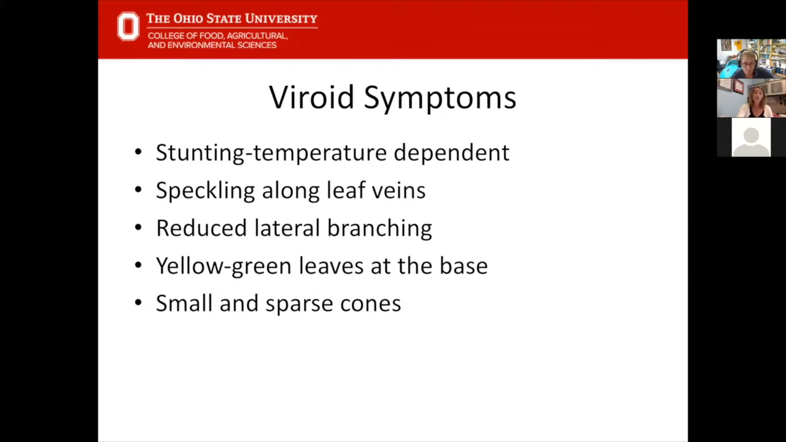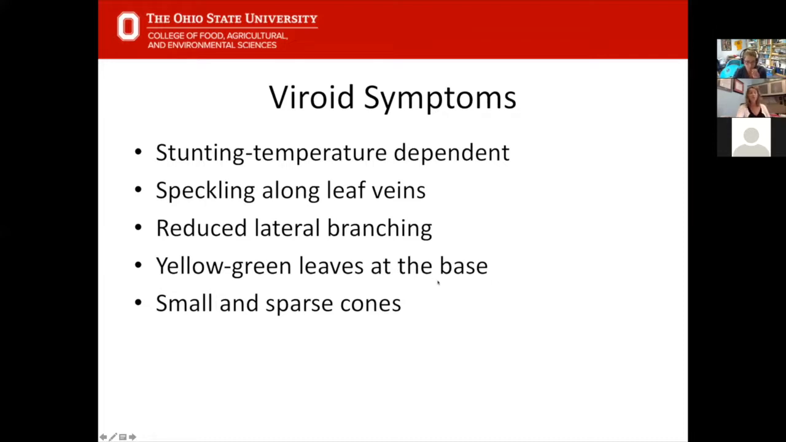You'll have reduced lateral branching. So again, with the stunting and the reduced lateral branching, you have less photosynthetic tissue, and your plant is just not getting the nutrients that it needs to grow and to produce cones. You will often see yellow-green leaves at the base of the plant, or again, that kind of lime green color. Although I find that this isn't as consistent with the viroid as the speckling along the leaf veins and the stunting. So sometimes you see these, sometimes you don't.